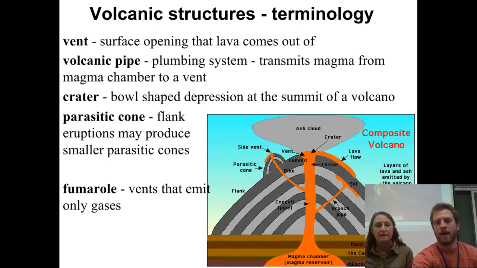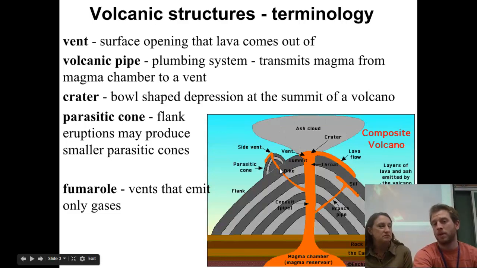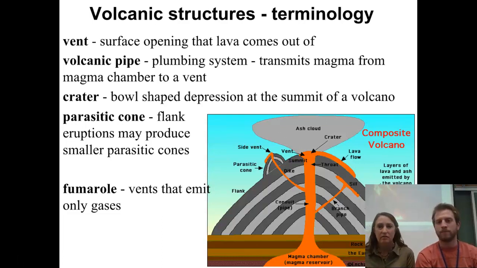Okay. Mm-hmm. And the last part, that's a fumarole. Basically, if this parasitic cone didn't have any magma in the pipe, and it was just emitting gas, then it would be a fumarole. Think like it's emitting fumes, so that's the fumarole part of it. Okay, good. Some good terminology to start us off with.